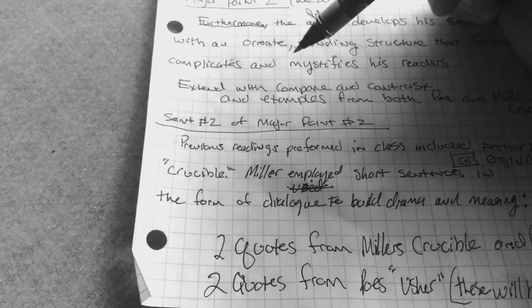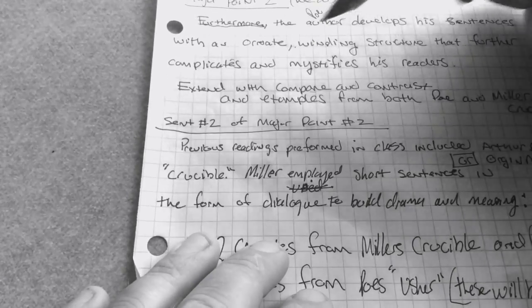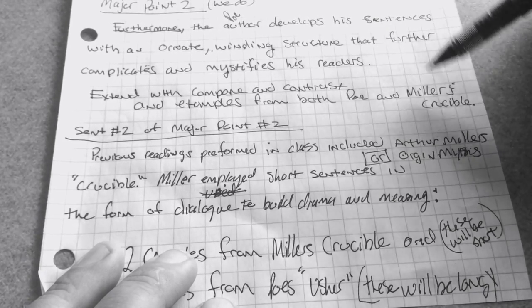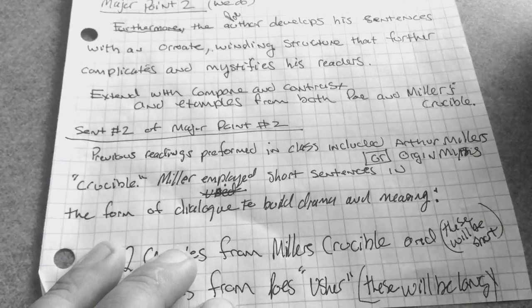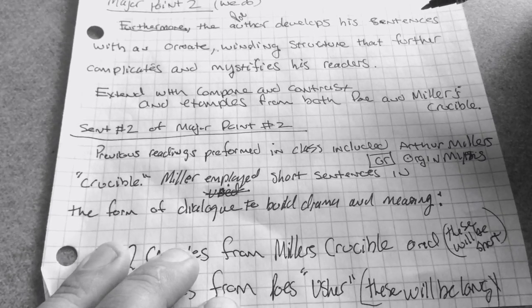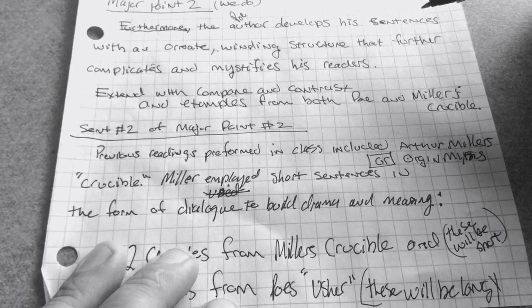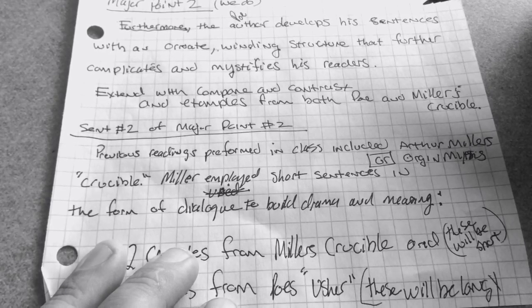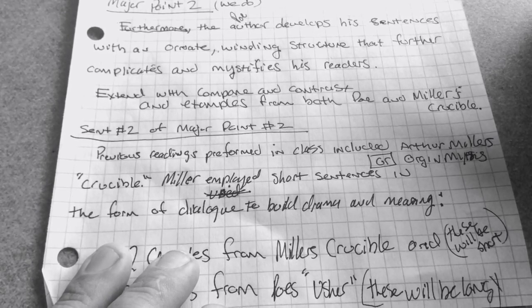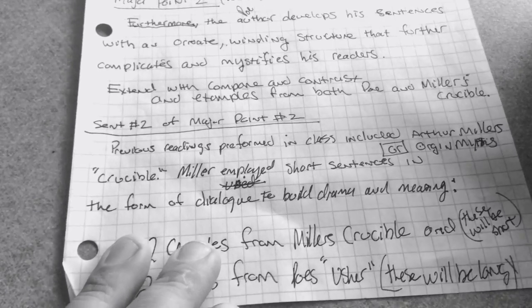You're going to extend with compare and contrast, and examples from both Poe and Miller's Crucible, because we just finished reading the Crucible. You also could go back and do things from the Origin Myths if you choose, but I bet you that the Crucible will be the easier task because it's a play, and usually in plays you have a lot of short lines because the characters are talking back and forth through dialogue.